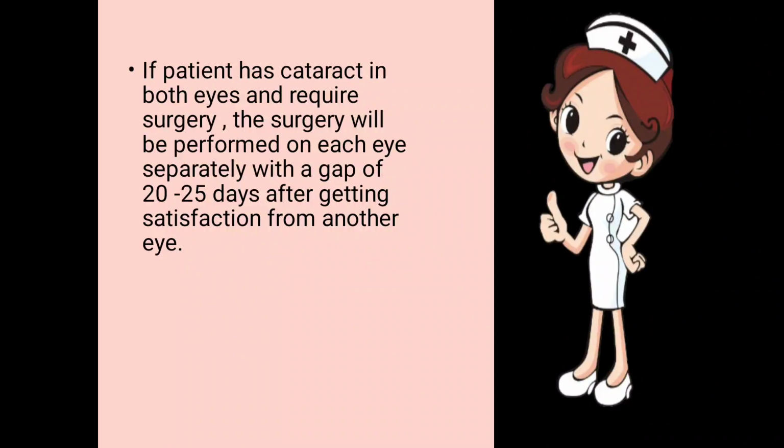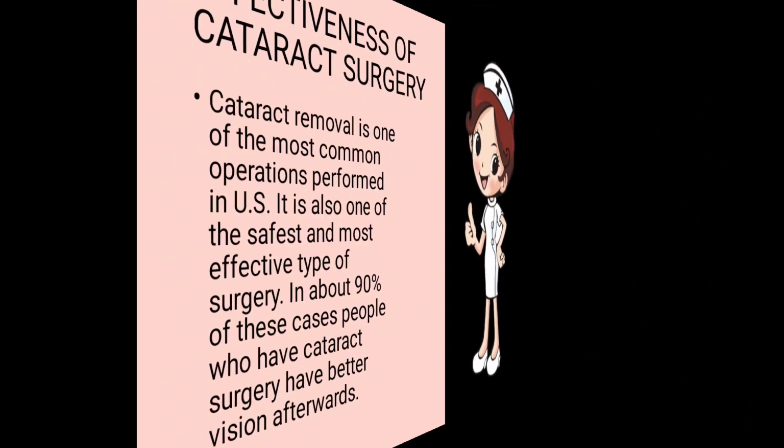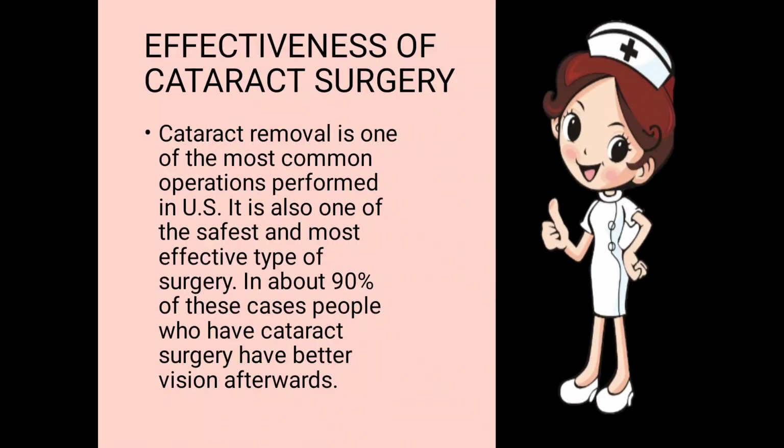If the patient has cataract in both eyes, then the person has to take a gap of 20 to 25 days, get satisfied with the one eye, and then go for the other eye's cataract surgery. It will not be performed on both eyes at the same time. Take a gap of 20 to 25 days, get satisfied with that treatment, then go for the other surgery.